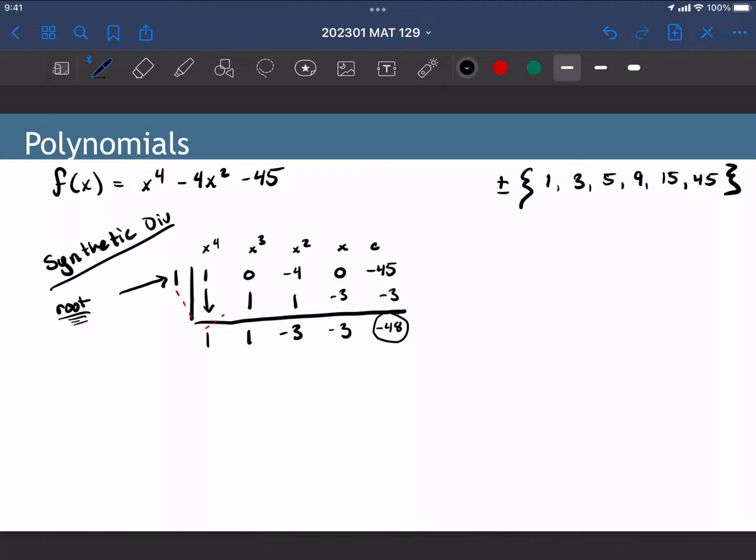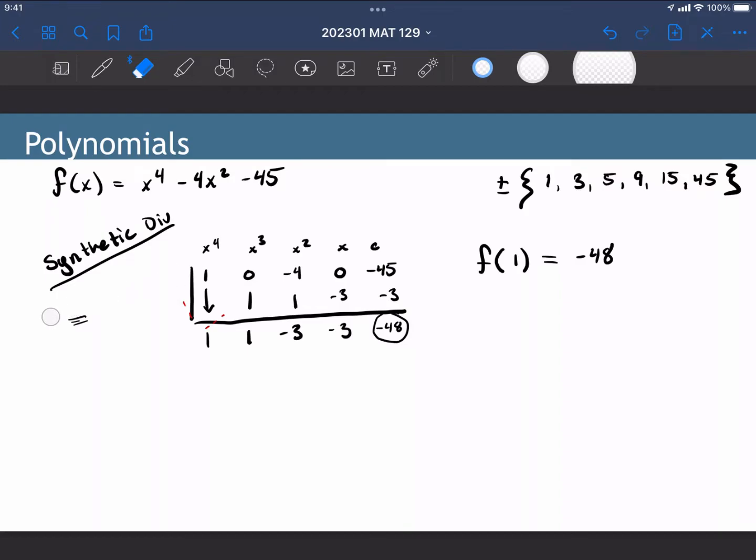However, this does tell me something. Synthetic division is nice because it tells me that if I plug in 1, I get a y value of negative 48. So it actually tells you that for free. But I'm trying to find roots, right? I'm trying to find zeros. So not exactly helpful. I'm going to start over with another root. Actually, I didn't need to erase that one because the first number always comes down the same way.